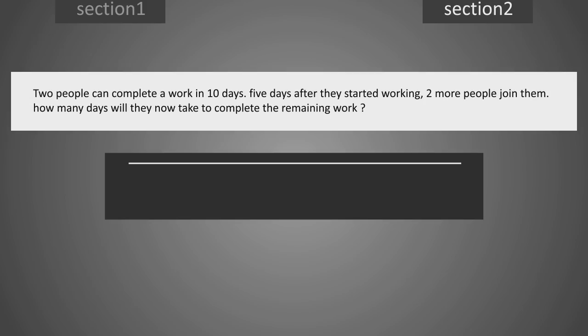Problem 2. 2 people can complete a work in 10 days. 5 days after they started working, 2 more people join them. How many days will they now take to complete the remaining work?